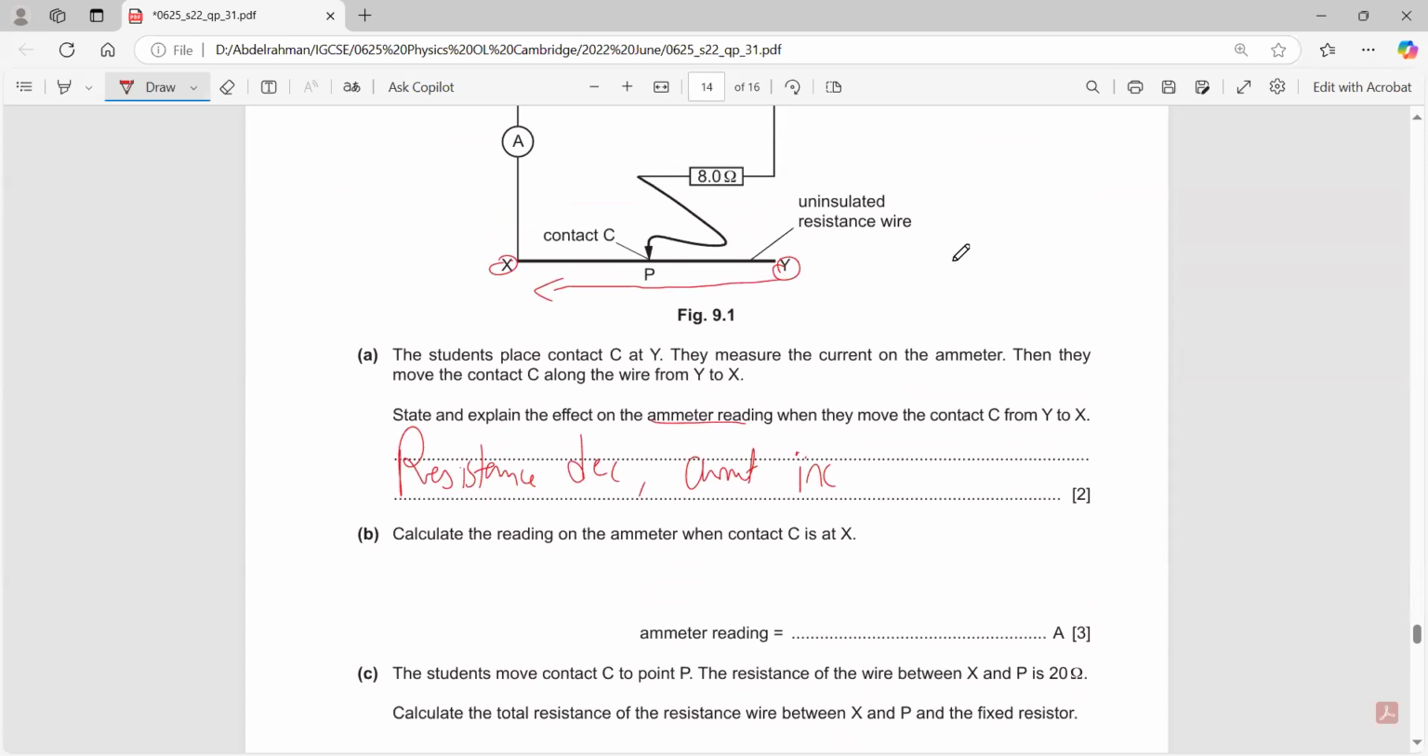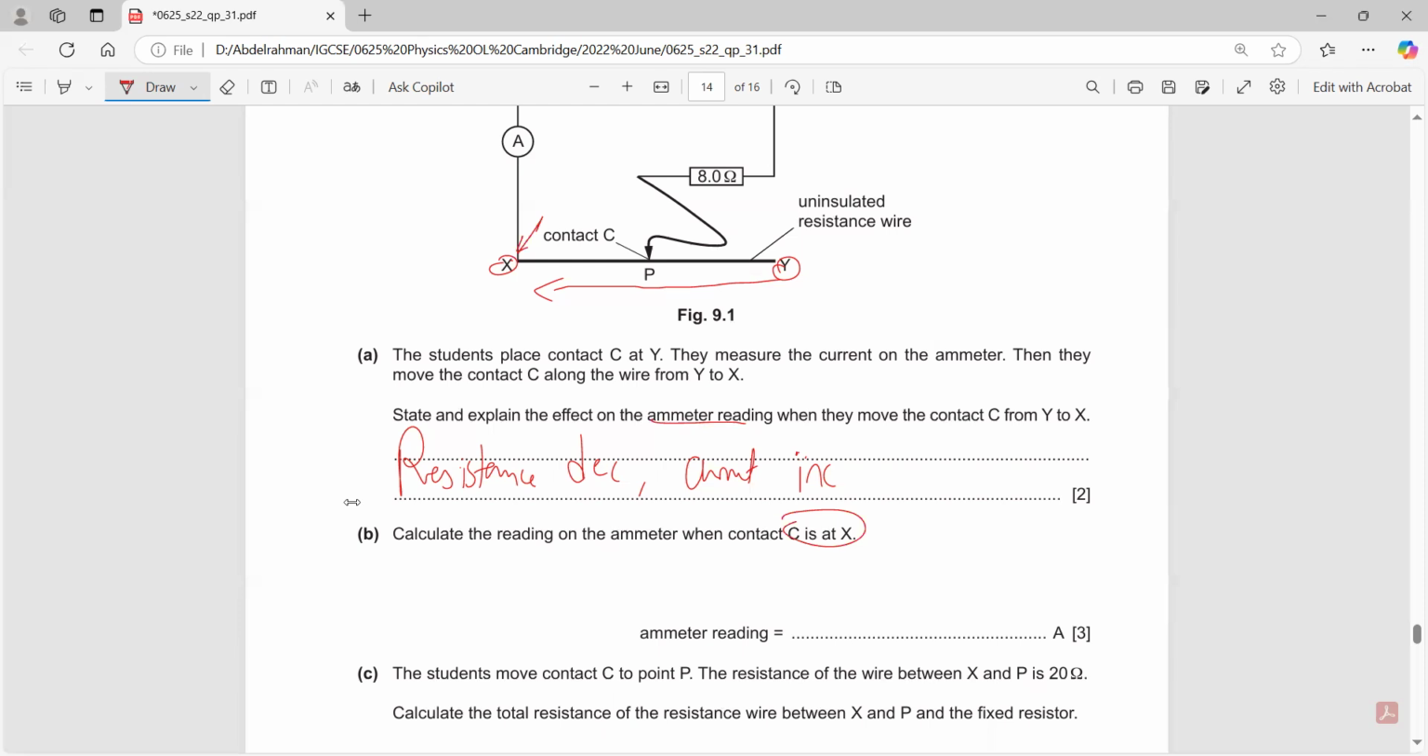Calculate the reading on the ammeter when contact C is at X. Why does the resistance decrease? Because the length is decreasing. As you're moving from Y to X, the length is decreasing, and the length is directly proportional to the resistance. Now the contact is exactly at X, so the distance is zero, so the resistance is also zero.